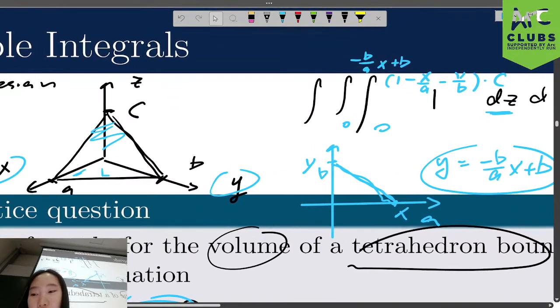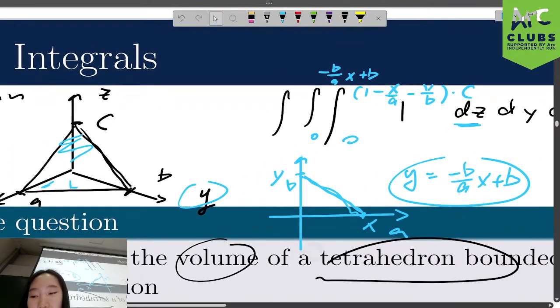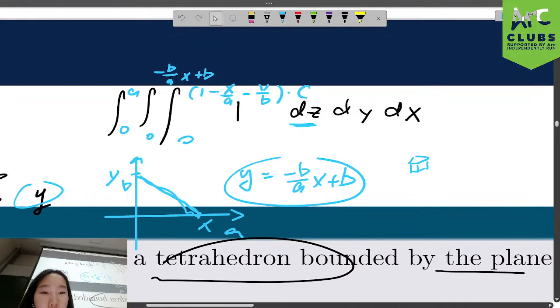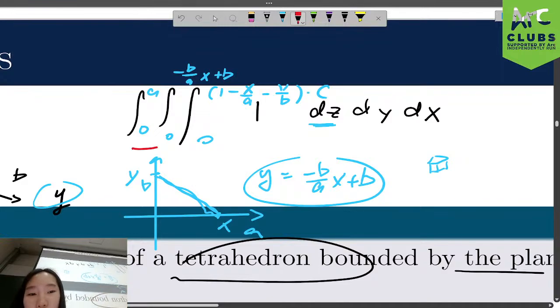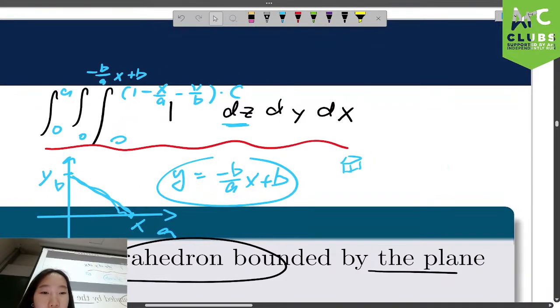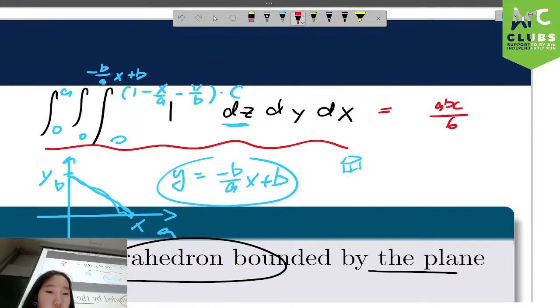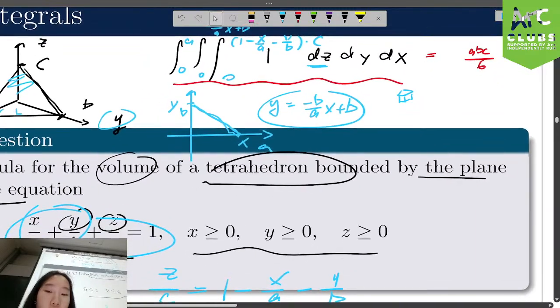And finally, our bound for x is very easy, from 0 to a. Okay, cool. So we get the integral. And finally, after we evaluate it, we will get abc over 6, which is exactly the formula we have for tetrahedra. So nice.